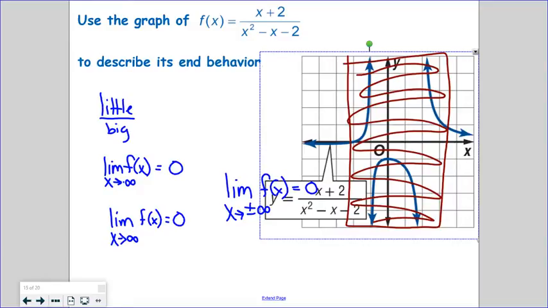That's not the ends of the graph. The ends of the graph, I have to go all the way, and it's just this arrow right here, or just this arrow right here, and what is that doing? What y value is it going to?